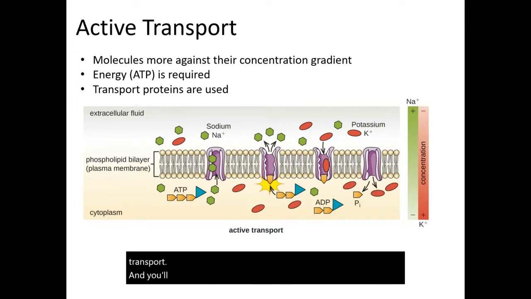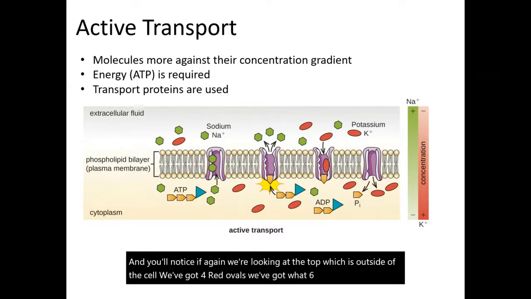And you'll notice if, again, we're looking at the top, which is outside of the cell, we've got 4 red ovals. We've got 6 red ovals on the bottom. So again, with active transport, the potassium is going to go against the gradient. So it's going from where there's a little bit up top, and it's moving down to get to the bottom where there's more. Okay, and that also is going to require energy to happen.